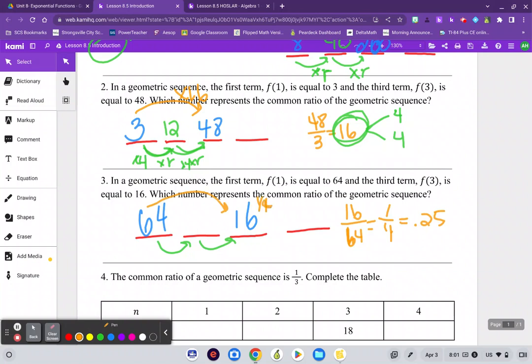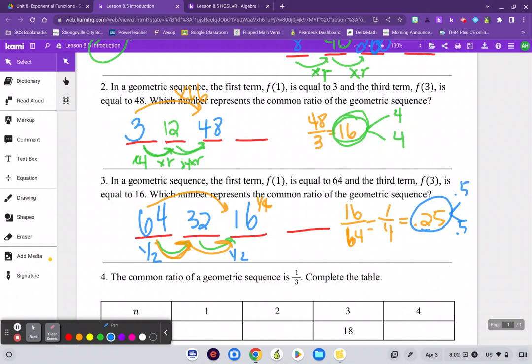So I have to think about, what is it going to take to go from the first term to the second term, and the second term to the third term. Let's see. What if I do half? Half of 64 is 32, and half of 32 is 16. That works. And it turns out that half times half gives me 0.25.